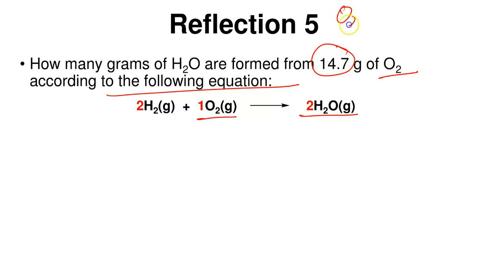Let's do it here. The molar mass of oxygen, I did this before earlier, simply means 2 times 16.00. This will give you, of course, 32.00 grams per mole.